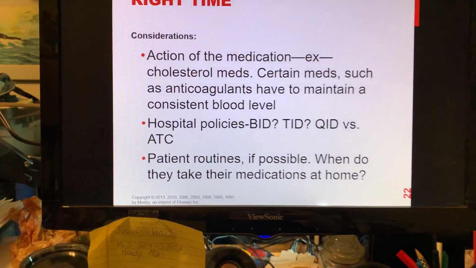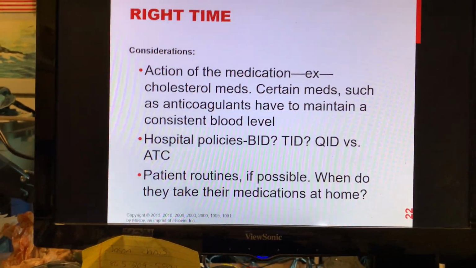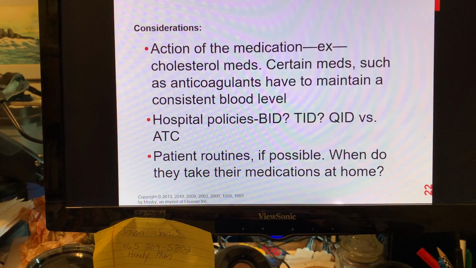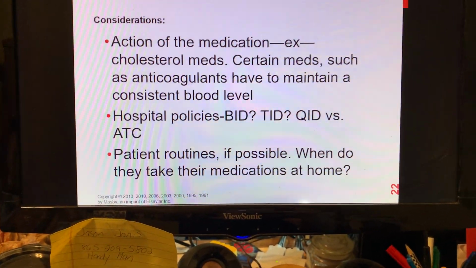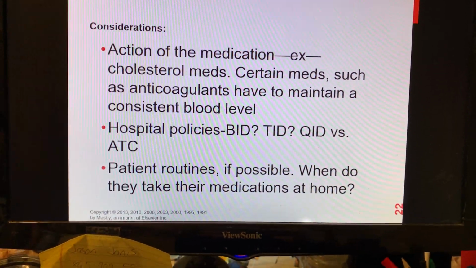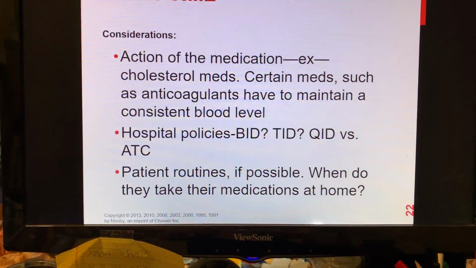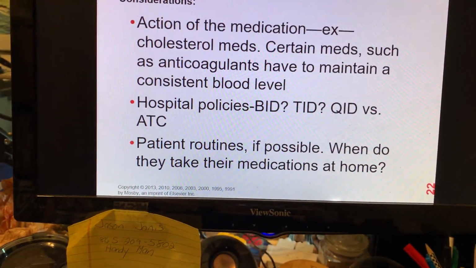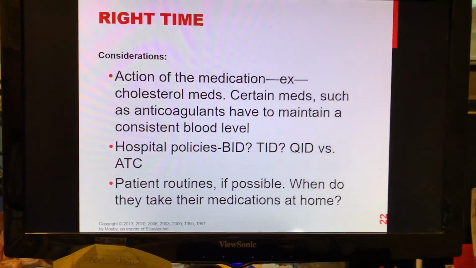If you are administering meds in a hospital or a nursing facility, there are times that are listed, and you need to make sure you understand the meanings of orders like BID, which is how many times a day? Yes, you're right, twice. TID, 3 times a day. QID, which is 4 times a day, versus 4 times a day around the clock. So it's important to know exactly when you give these meds.